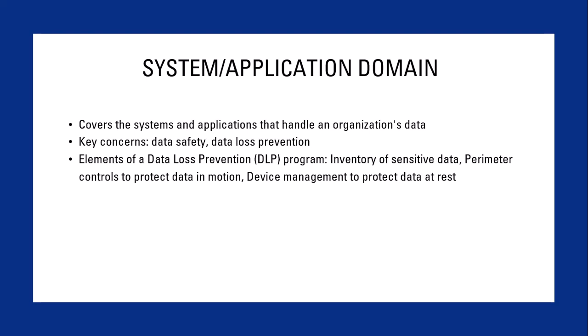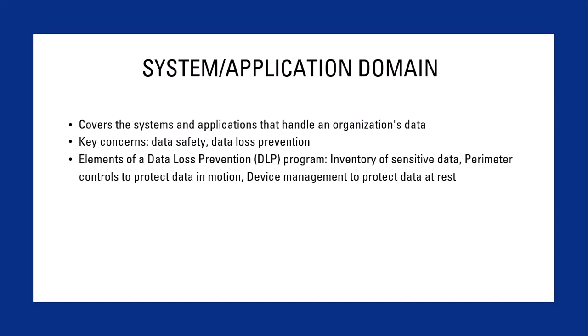A typical DLP program has several elements. Inventory, which involves discovering and classifying sensitive data across the organization, including on endpoints, in databases, and in cloud services. Perimeter controls, which monitor data in motion as it traverses the network perimeter. They can inspect email, web traffic, and other communications for sensitive content and block or quarantine potential data leaks. Device management, which ensures that data at rest on endpoints and servers is protected. Controls may include encryption, access control, and data removal when a device is retired or repurposed.